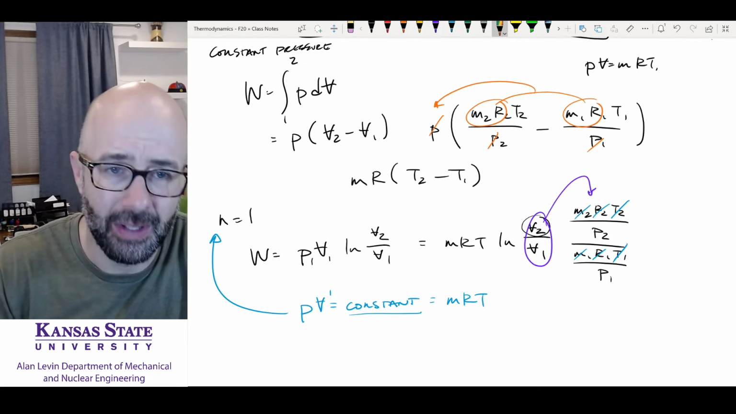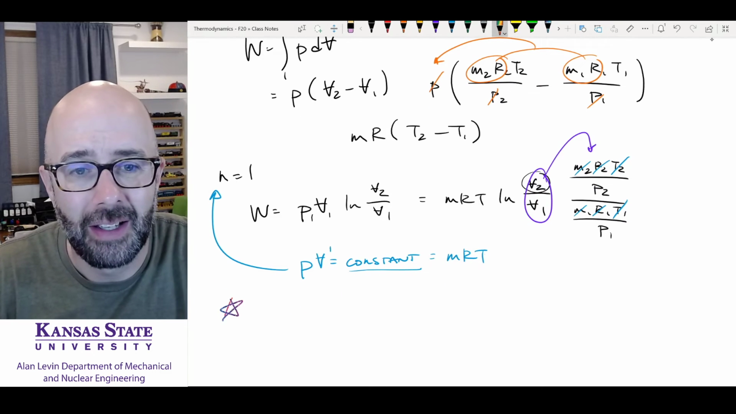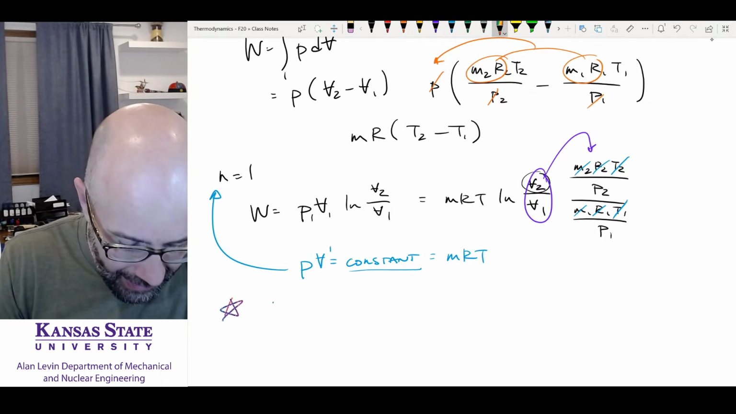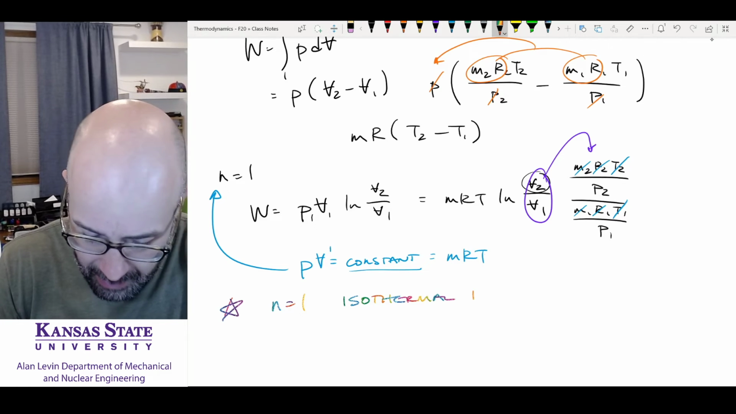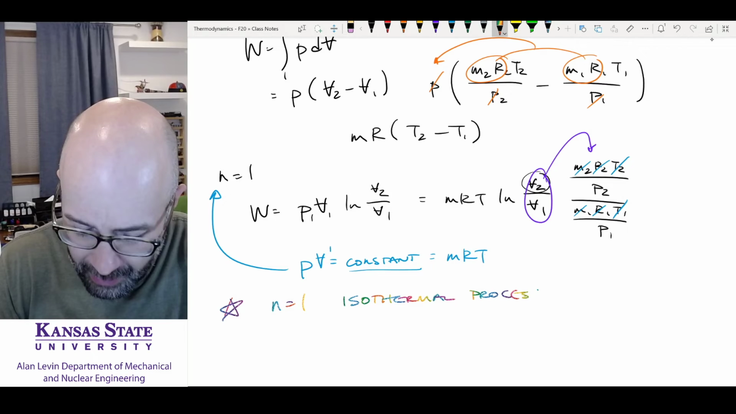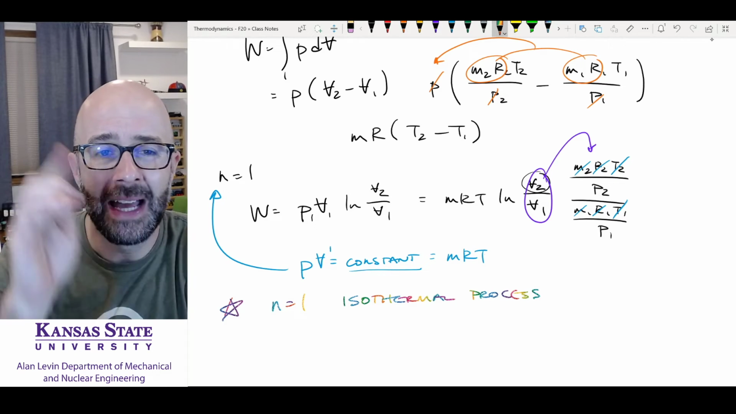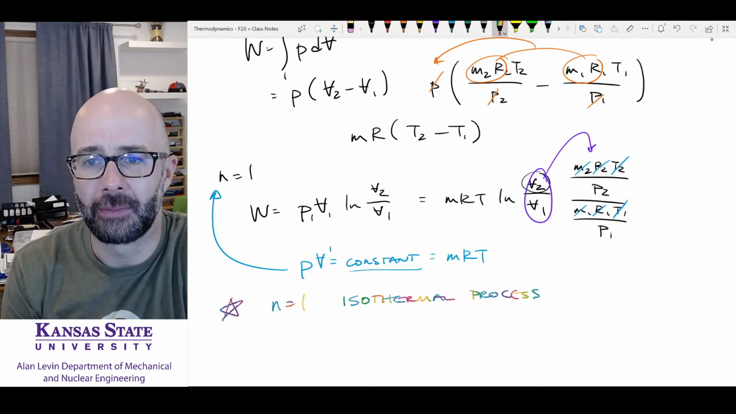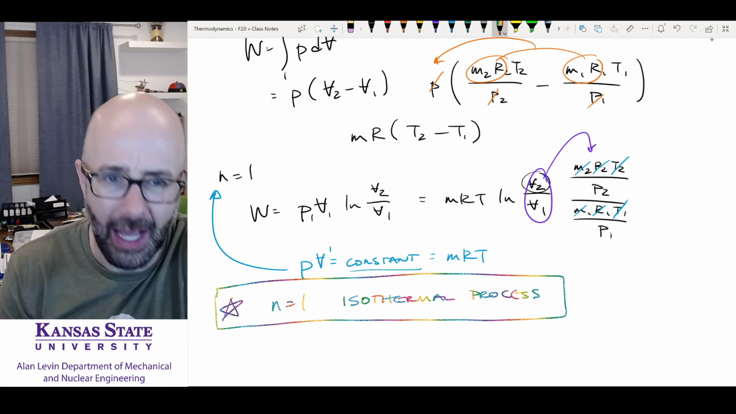Here we go. We're going to put this, go here and get this one, and we're going to get the magical rainbow star. Because n equals 1 means you have an isothermal process. Very important. If they say it's a polytropic process that's isothermal, now you know n is equal to 1. You know that. And I put it into this rainbow box so that you will never forget it ever in your life.